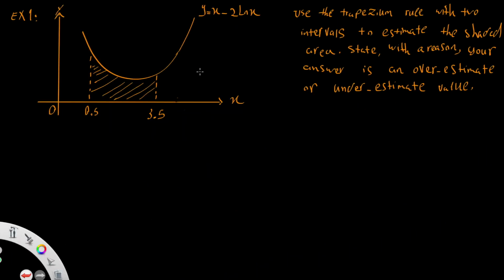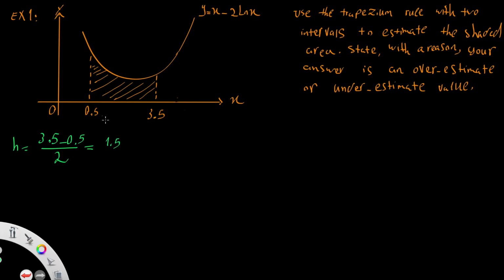Example number 1. As you see, there is a curve of equation y equals x minus 2 ln x. It says use the trapezium rule with two intervals, so the number of intervals will be 2, to estimate the shaded area. State with a reason whether your answer is an overestimate or underestimate. Now, it says two intervals, so h, which is the length of a step, will be the whole interval, 3.5 minus 0.5, divided by two intervals, which is 1.5.